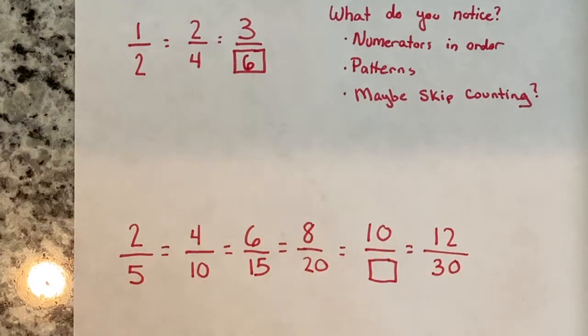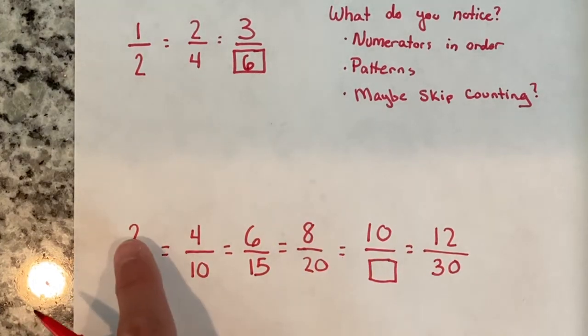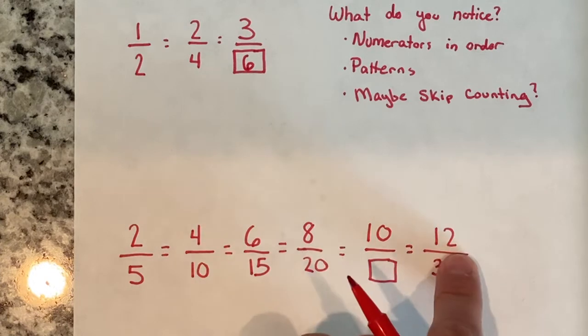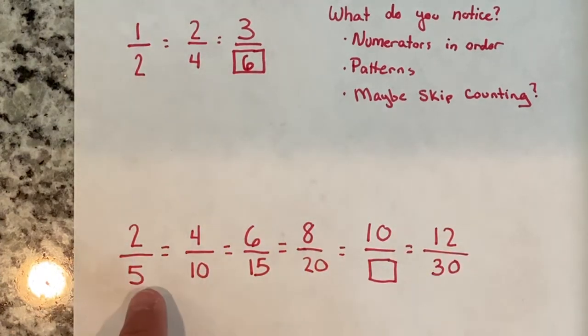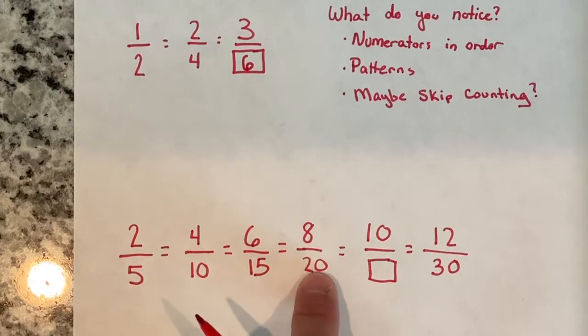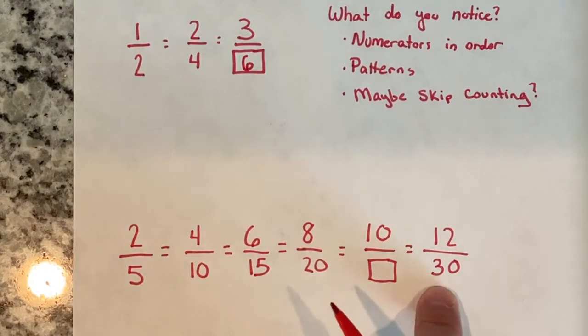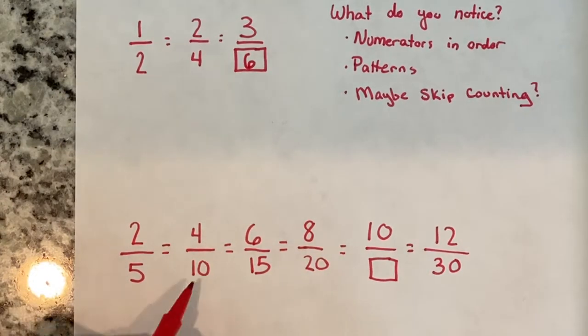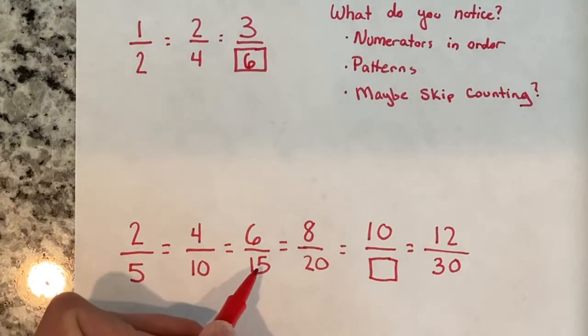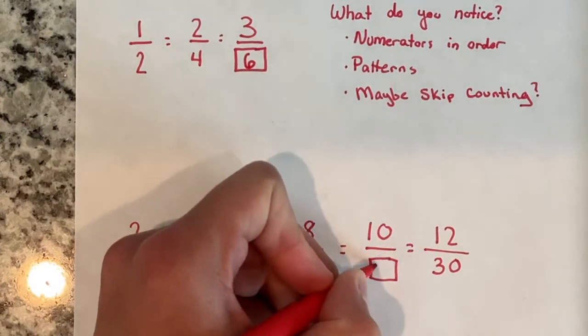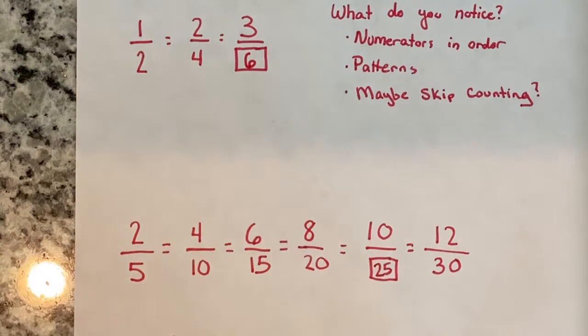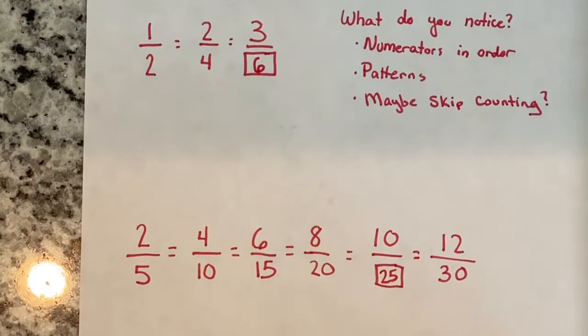Well, what do you notice here? I see a skip counting of 2, 4, 6, 8, 10, 12. I also see a change here on the bottom. 5, 10, 15, 20, 30. Well, skip counting by 5. 5, 10, 15, 20, 25, 30. So I can fill in those missing pieces here.